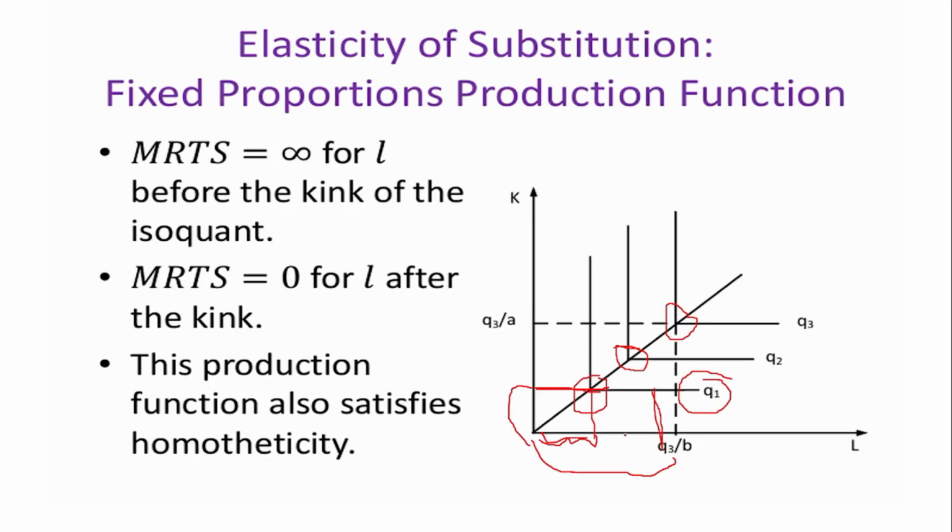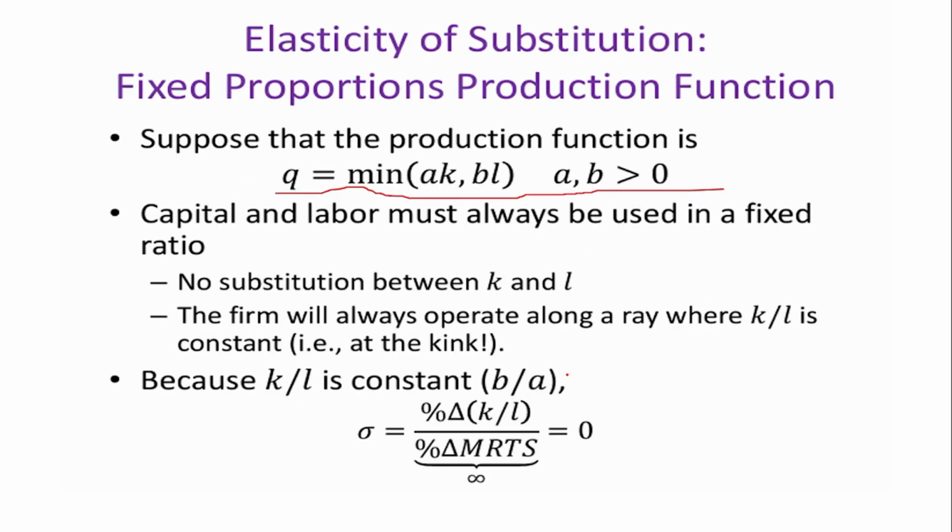Let's again take a look. At this kink point, we can draw many lines which represent slope. That means the slope is undefined or infinity. When the slope is infinity, then the elasticity of substitution will be 0.